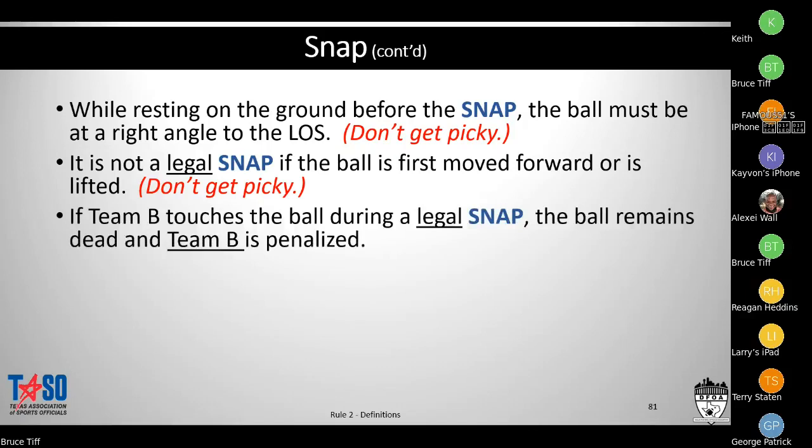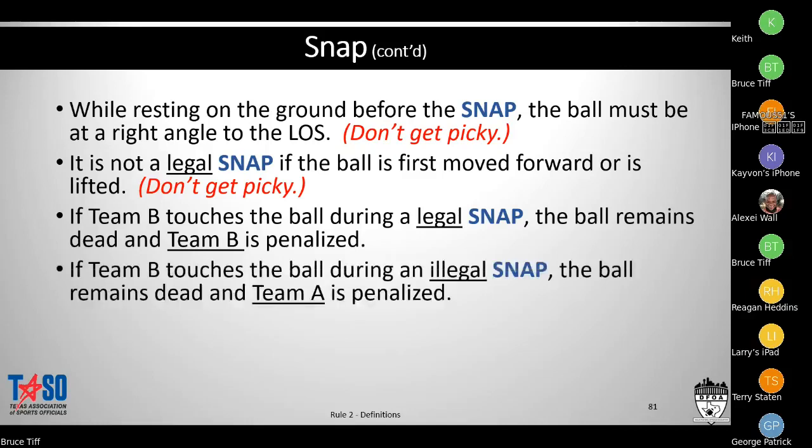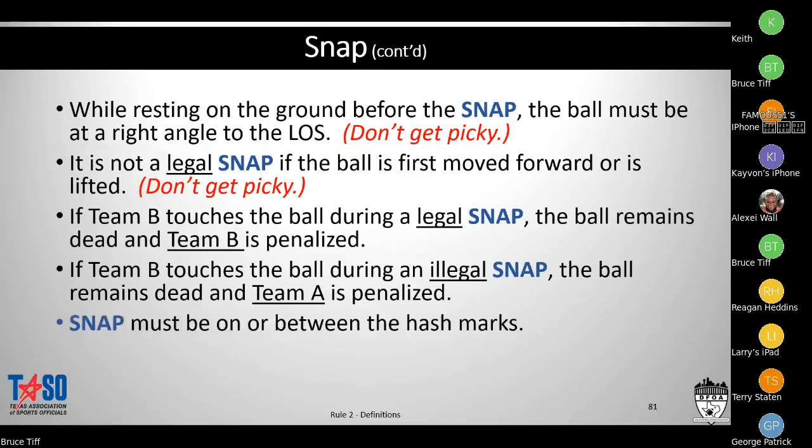If Team B touches the ball during a legal snap, the ball remains dead and Team B is penalized. What are they penalized for? If Team B touches the ball during an illegal snap, the ball remains dead and Team A is penalized because you would have had an illegal snap. Team B touches, you're going to get them for delay of game.